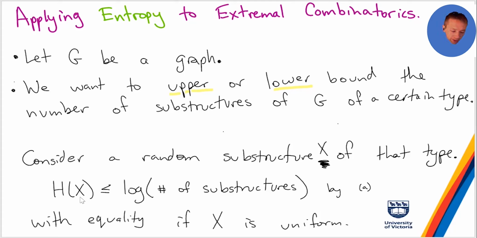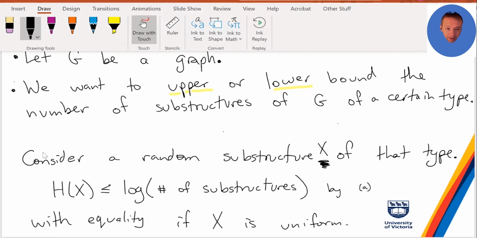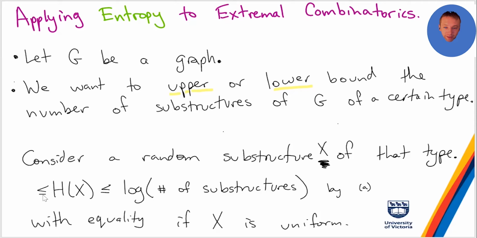First, we're going to use this for an upper bound problem. But for that, we have to choose a uniformly random structure, because we need equality here. If I prove the entropy is at most something, I need this to be equal in order to get an upper bound on the number of substructures. The second thing we're going to use entropy for is proving a lower bound on the entropy in another problem, which is going to be homomorphism densities of trees. And that'll translate immediately to a lower bound on the number of homomorphisms.